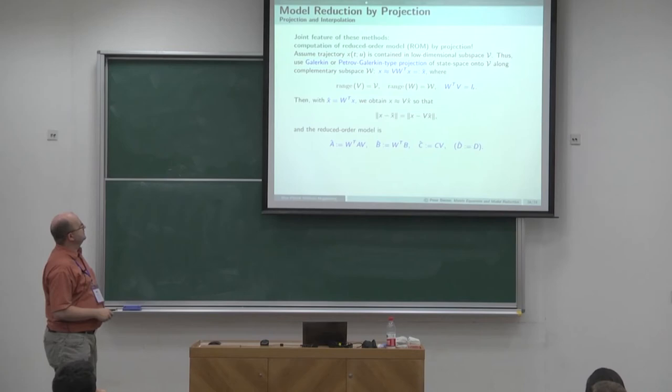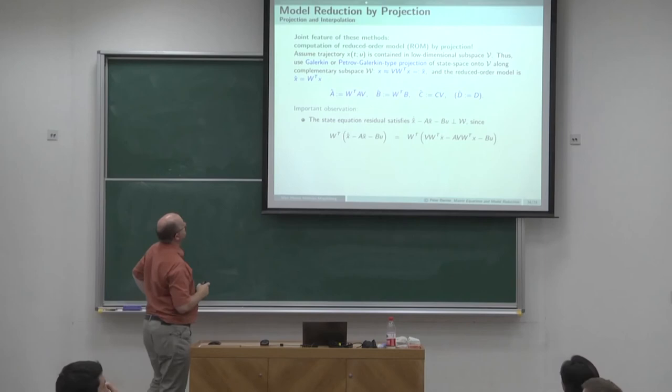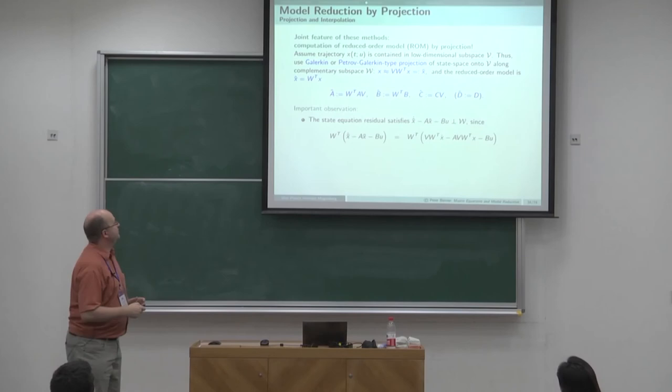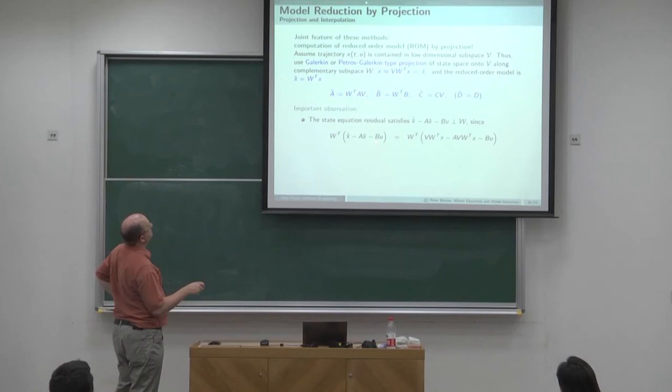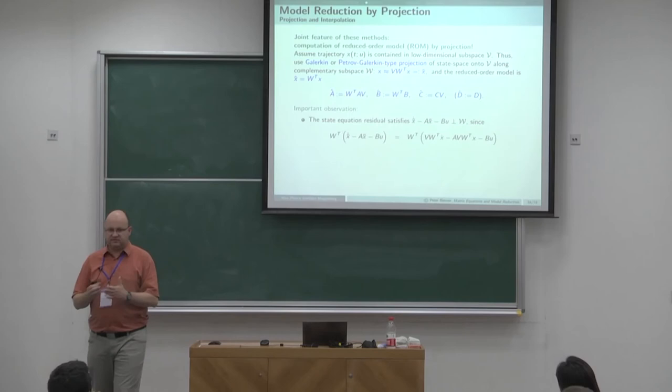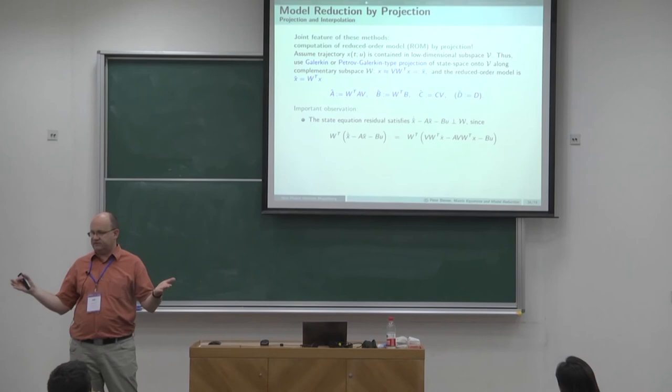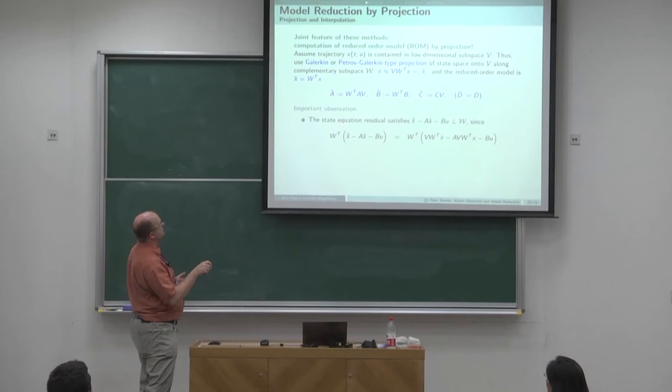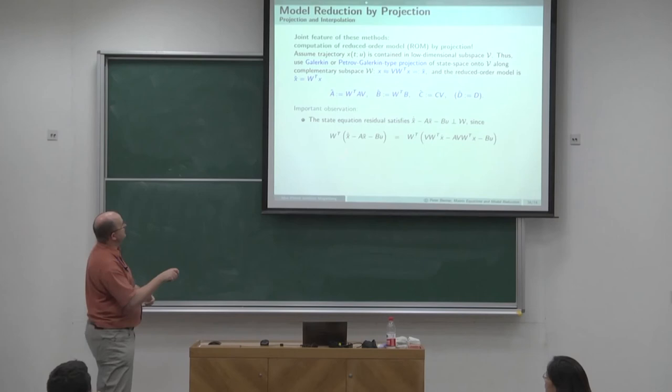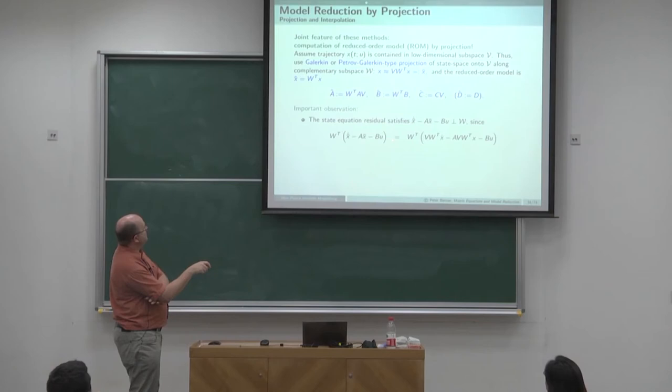And a nice and important property that you would expect from a Petrov-Galerkin approximation is that the residual of that equation, if you plug your x tilde into your original dynamical system, which of course x tilde is an approximation, so it will not satisfy the equation, so we'll have a residual. That residual is orthogonal to your complementary subspace W. This is easily proved. The claim is that this expression is zero. This is our residual. This is the basis of our subspace W. We plug in the definition of x tilde.